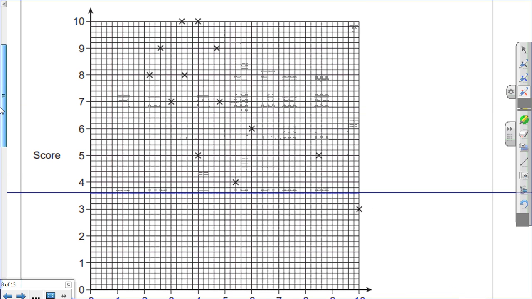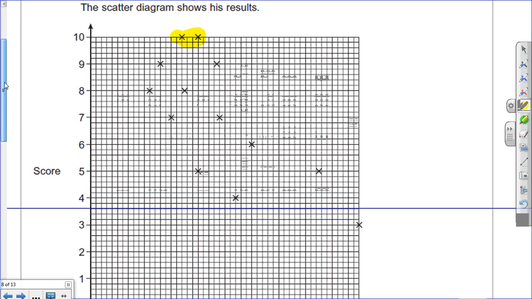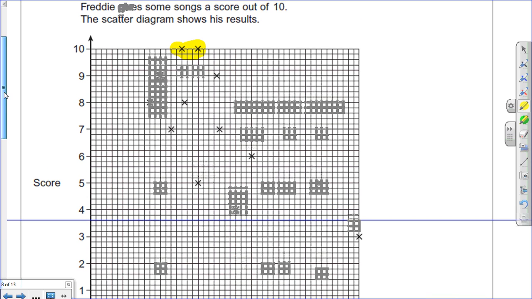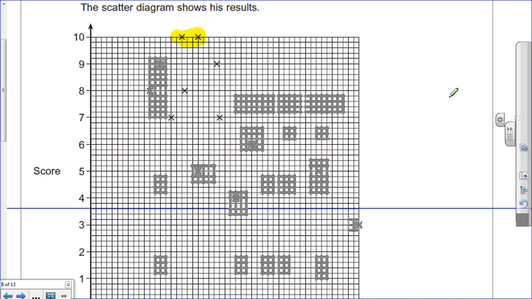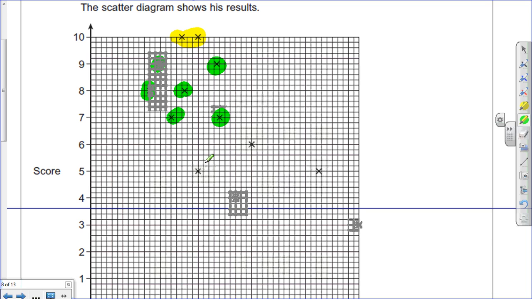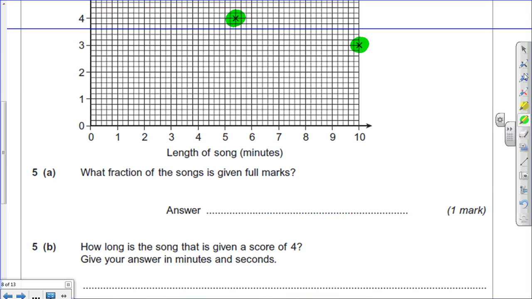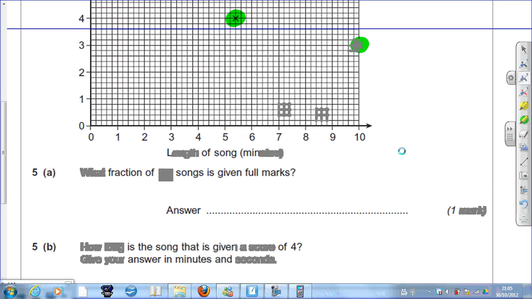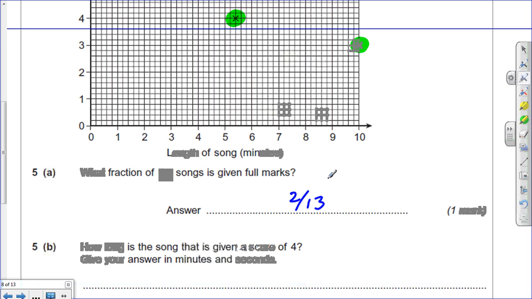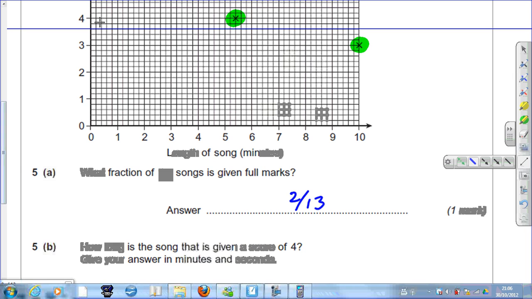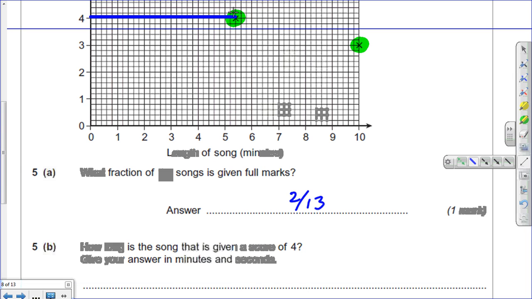How long is the song that has given a score of 4? Give your answer in minutes and seconds. A score of 4. Ruling across, then ruling down. What do we find? Well, if it was a decimal, we would write 5.4 minutes. But they want it in minutes and seconds, so it's going to be 5 minutes. And what's 0.4 of a minute?